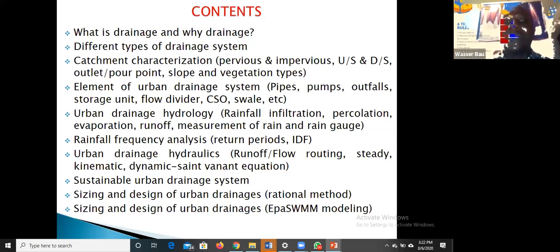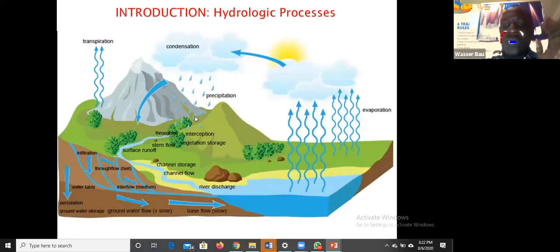So whatever you're going to read and understand, I'm not going to lay emphasis on it. I'm not going to talk about it. I only go to those key things that I know are very important. Now, if you're a water person, you know this. This is the normal hydrological process.